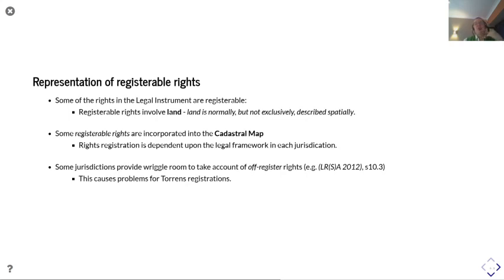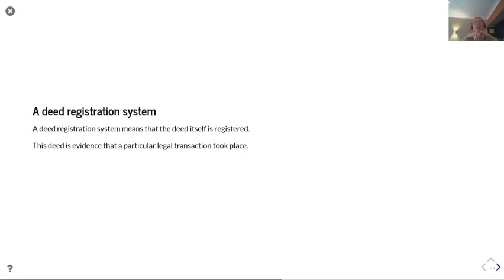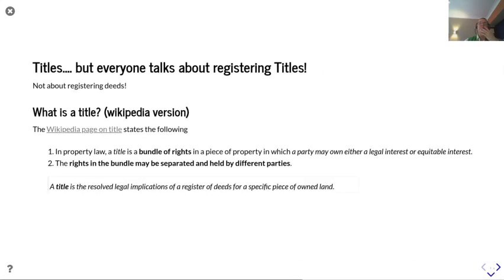Some jurisdictions also provide wriggle room to take into account off-register rights, and these are called overriding interests. And this can cause problems for things like Torrens. And again, we will discuss a bit more of that later, but at the moment, we're just describing the general framework of registration. And then what we're going to talk about primarily in the first instance is a deed registration system. And a deed registration system means that the deed, the legal instrument itself, is registered. And a deed is evidence that a particular legal transaction took place.